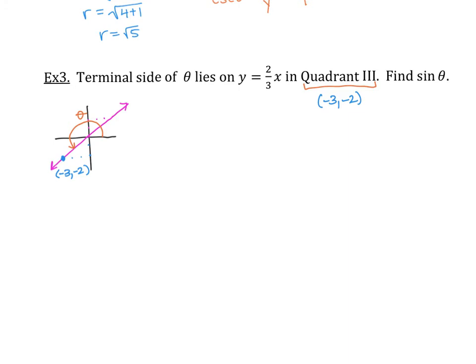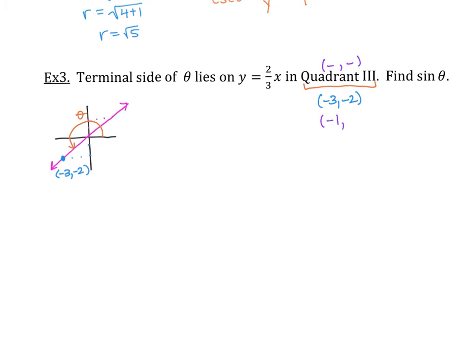Okay, but it could be any ordered pair that's in quadrant 3 and is on that graph. So let me think. If I want to pick a random ordered pair in quadrant 3, I just need a negative x value. If I don't like fractions, I might pick one that doesn't involve fractions. But let's say I pick negative 1.